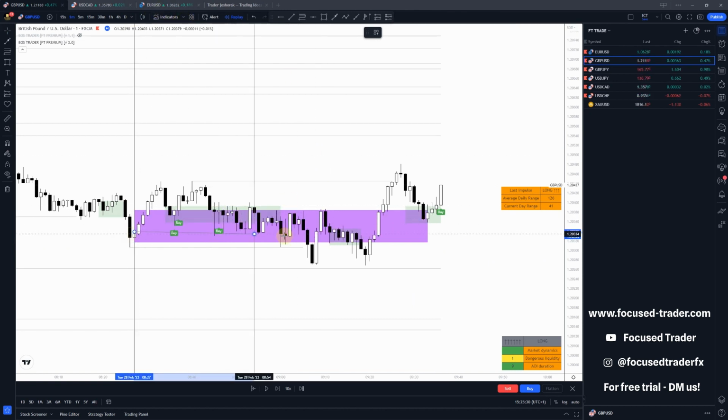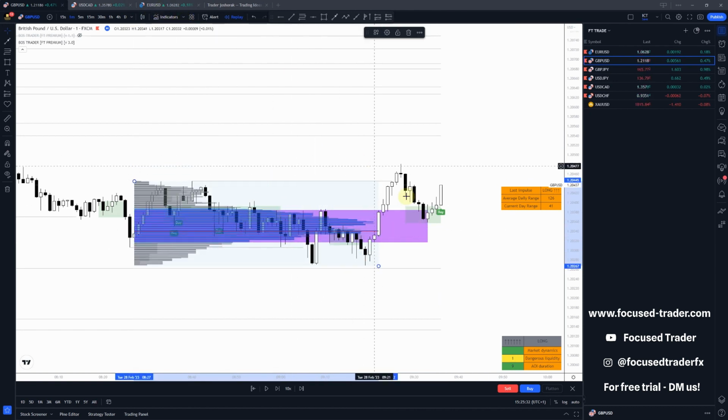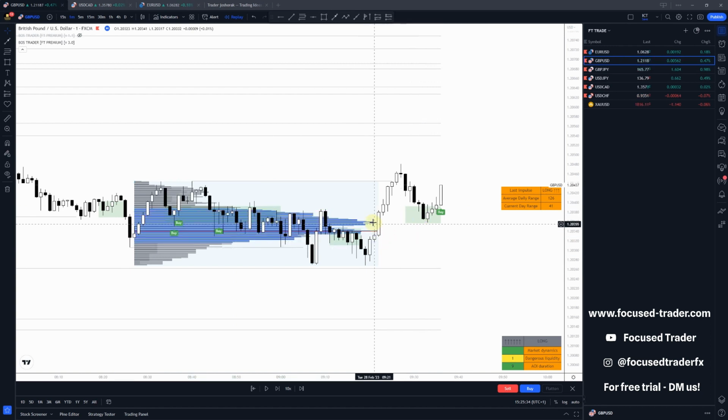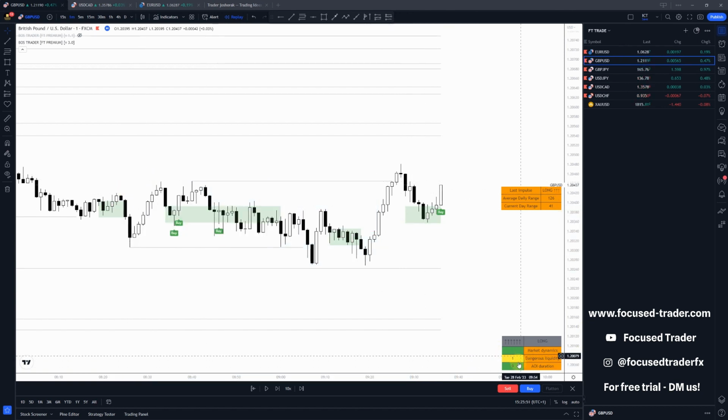And if I draw a profile of this, you could also see that there is a high volume node or some sort of POC, because the POC is here, but this is also some area with very high volume. As you can see, the reaction was really to the tick right there. So this is something that is totally okay for me. So I'm no longer afraid of the dangerous liquidity.